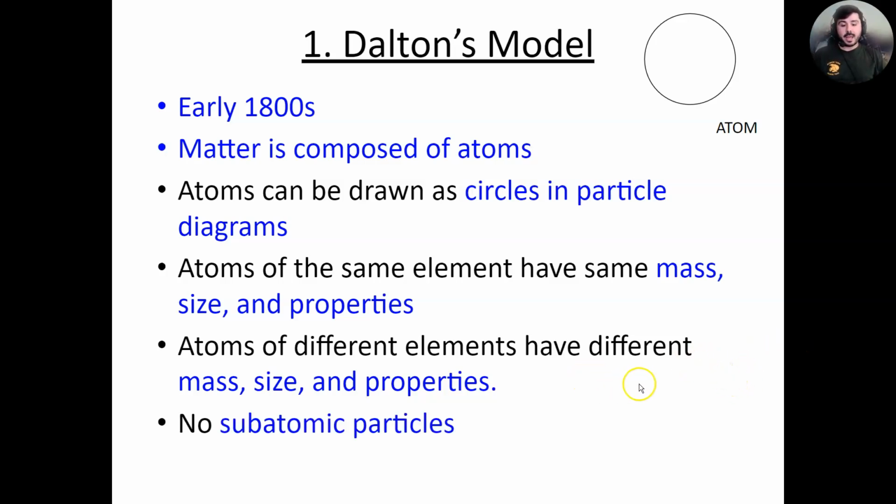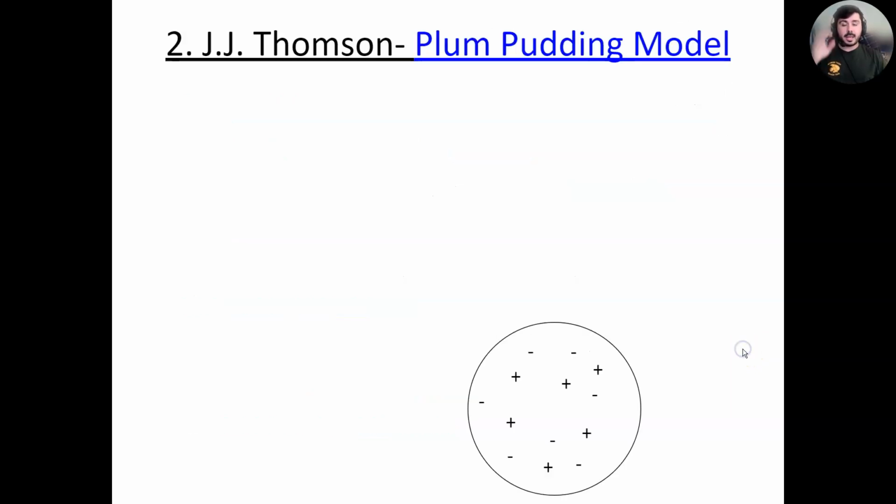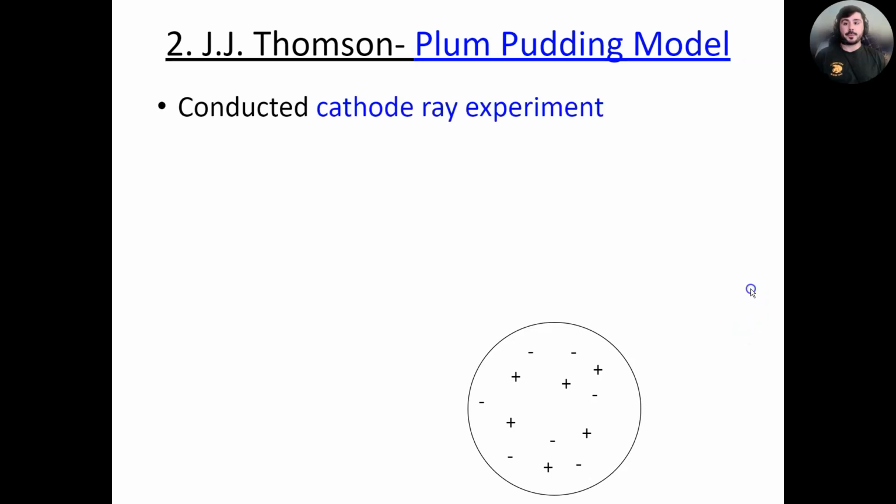And lastly, we've not yet gotten to this part here because subatomic particles are really important in this chapter. But Dalton's first model here, he has not yet discovered what a subatomic particle is. And this is a good segue right into our next model here, number 2, which is J.J. Thomson, and his model is called the plum pudding model.